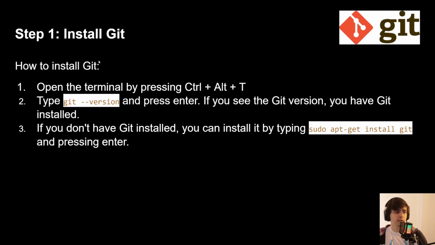How are you going to do it? You're going to open the terminal and type git --version, and if you do not have Git installed, you're going to type sudo apt-get install git.